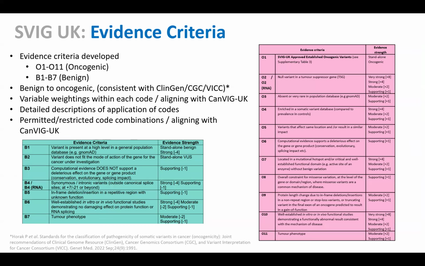So these are our evidence criteria. So we have 11 oncogenicity criteria, and we have 7 benign criteria. We have variable weighting for each code. That's one of the points that we have with HORAC is the number of variable weightings that are available within our guidance, which we think is a little bit more flexible, but also designed to align with the inherited or germline cancer variant interpretation group in the UK. We also have a permitted restricted code combination, again, aligning with the work that we have done in CanVig UK.